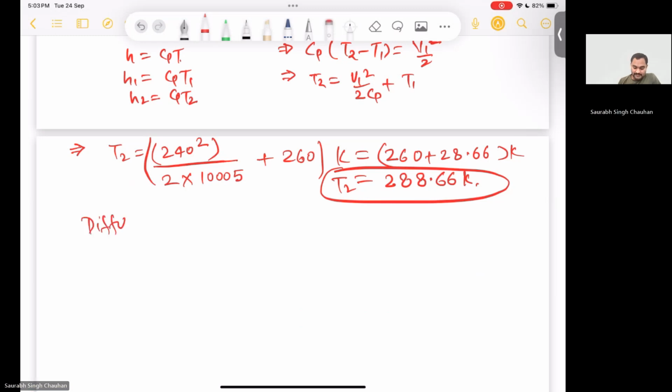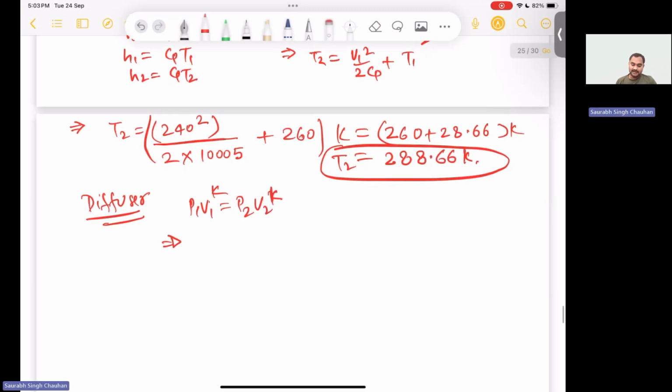And this is the diffuser, and we are assuming the process to be isentropic, so you can use the adiabatic relation. Okay. P1 V1 to the power gamma is equal to P2 V2 to the power gamma, or K, whatever you write. Let us write K. And using the ideal gas relation, you can find the pressure in terms of temperature. Then you can write it as P2 is equal to P1 (T2 by T1) to the power K by K minus 1.